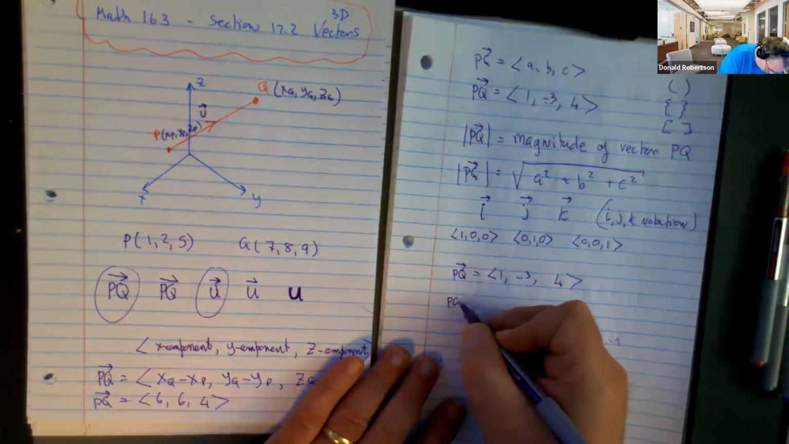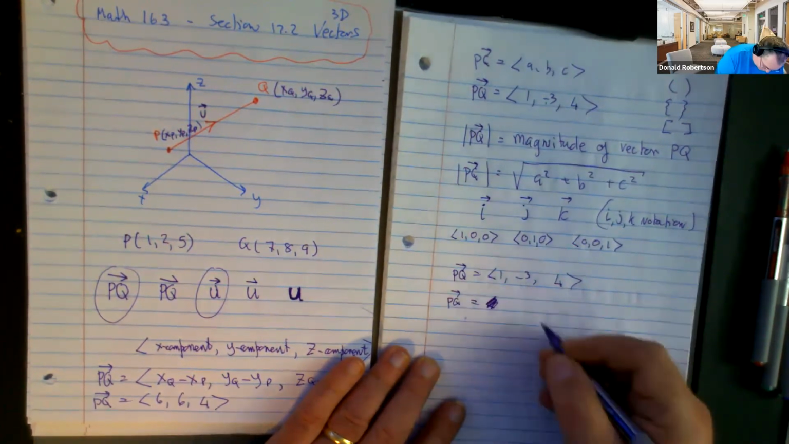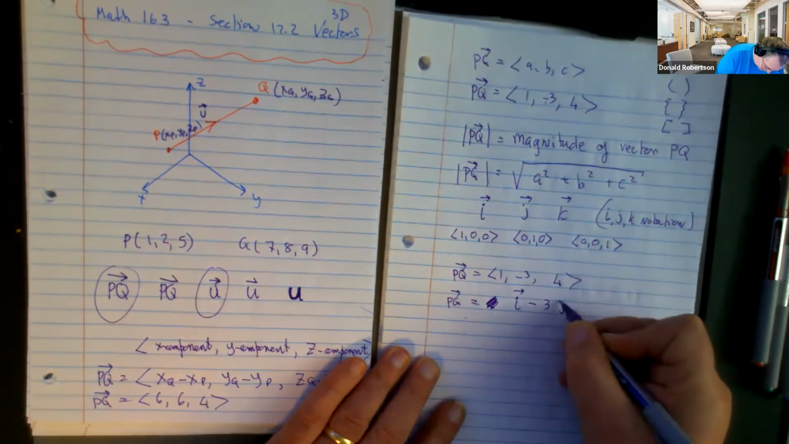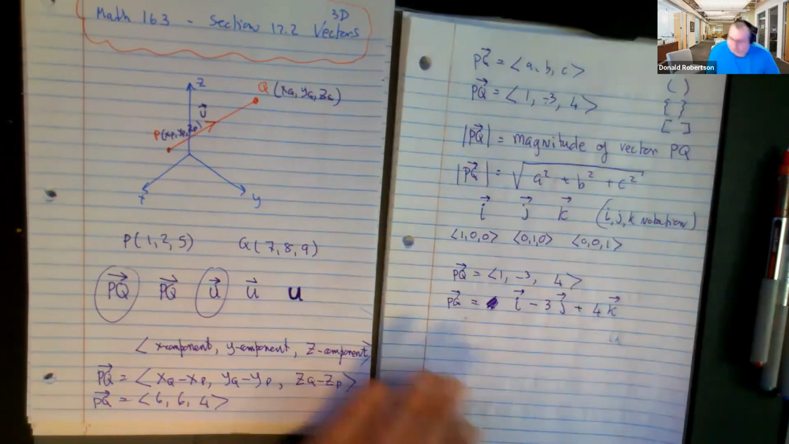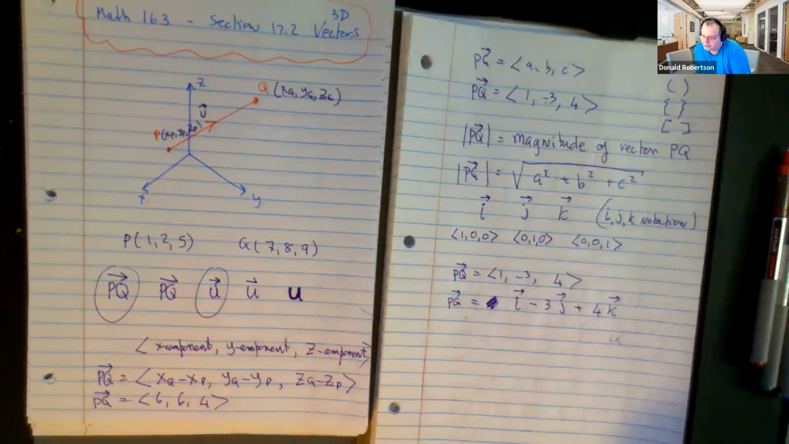If you wanted to do that in IJK notation, it would be 1i, take away 3j, plus 4k. Would you agree that they're totally equivalent, right? They're just different ways of saying the same thing, right? Are we good with that?